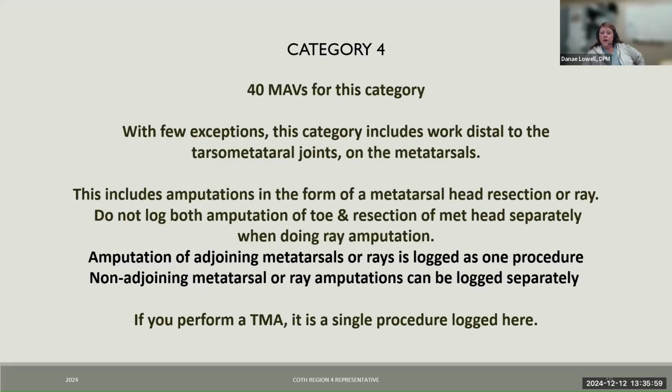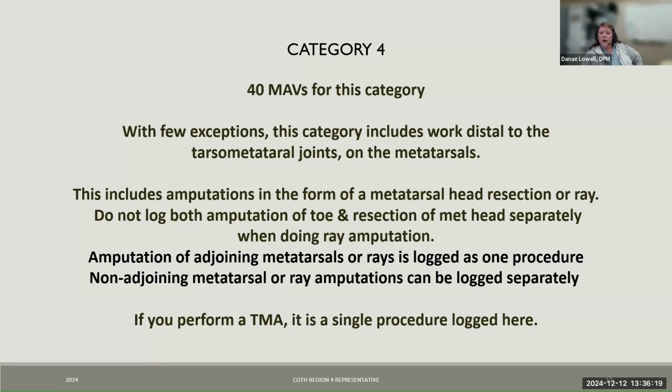Category 4 covers other osseous procedures of the foot. There are 40 MAVs in this category. Don't get confused about the title of this category being Other. Each category has an Other procedure selection that is rarely used. This is a category in itself.